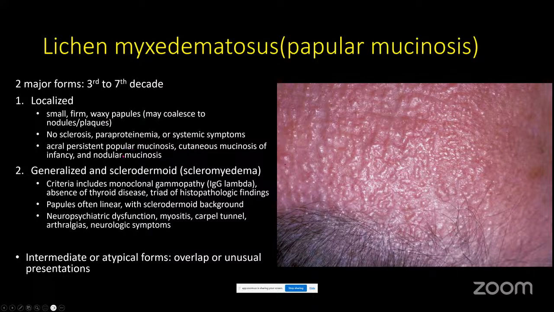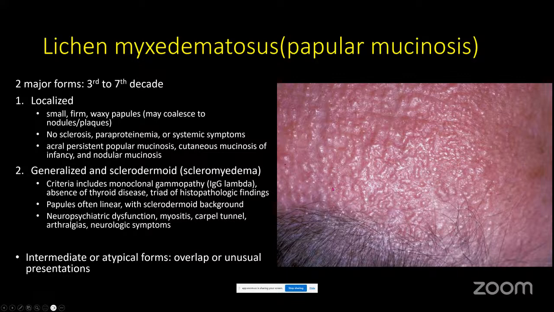You can also have this in infants, and then there's a nodular version of this. And so the scleromyxedema has a very classic presentation. A lot of times on the forehead and glabella is where you can see it most prominently. You get these waxy papules that sometimes can have some linearity to it.